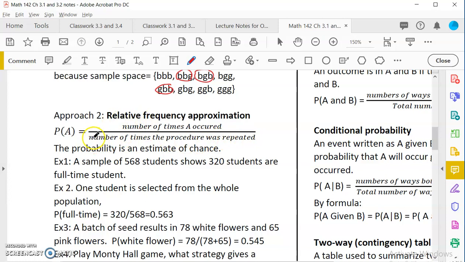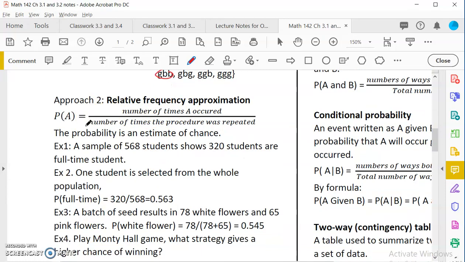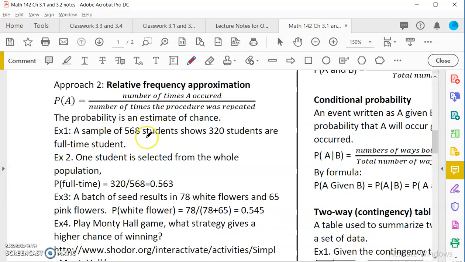You would do a procedure, repeat it a lot of times, and then count the number of times that A occurred, the one that you want. And you use it to estimate what is going to happen next. So this would involve sampling. For example, in the first example, you sample 568 students.